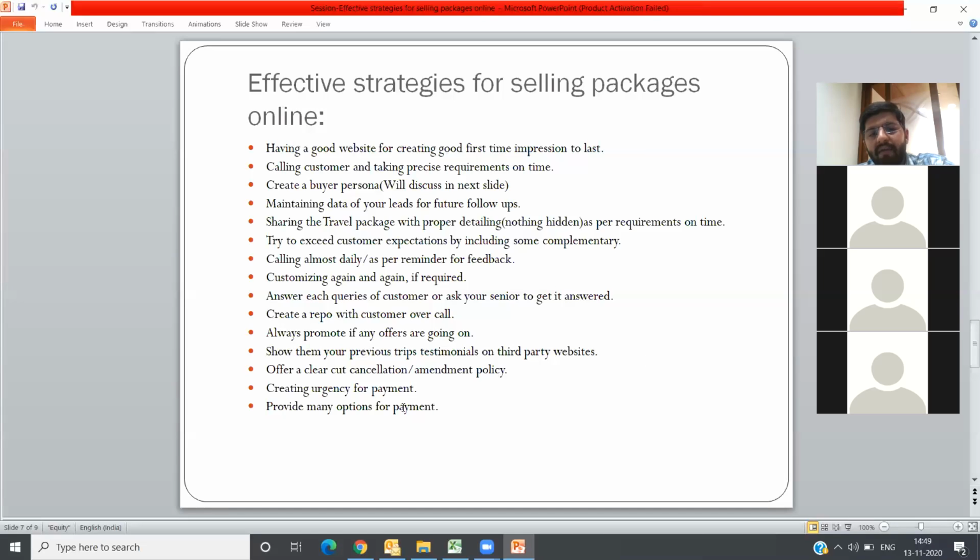And last is provide many options of payment. Obviously we have Google Pay, and we have a lot of other mechanisms. The customer can do the online payment, do the cash payments and all. So definitely we have various options of payment.